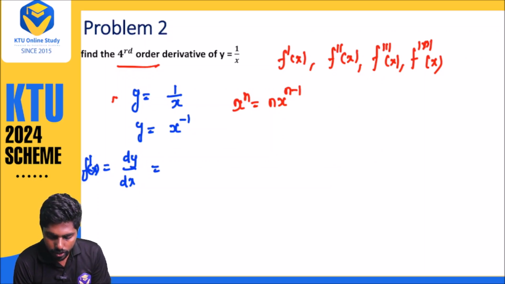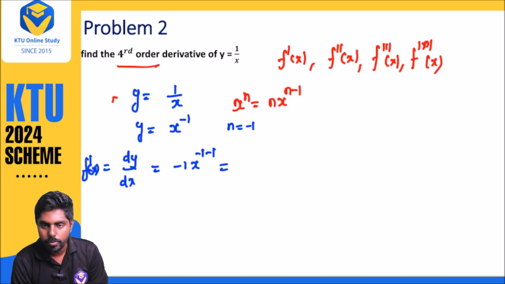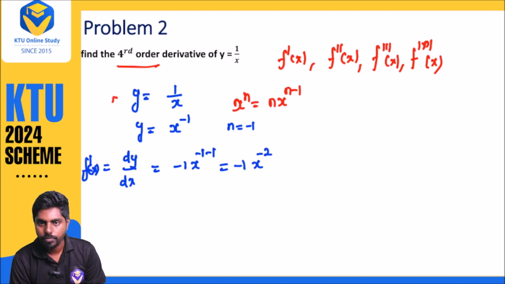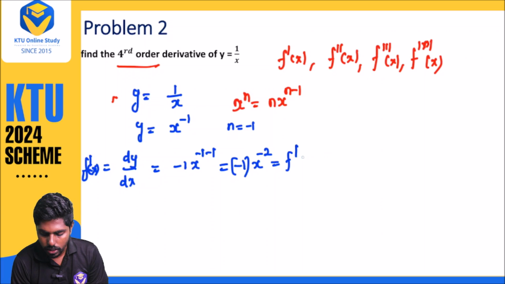So what is dy by dx? That is nothing but minus 1, since n equals minus 1 here. So minus 1 x power minus 1 minus 1. So what will we be getting? Minus 1 x power minus 2 we will be getting. This is the thing we are getting as f dash of x.